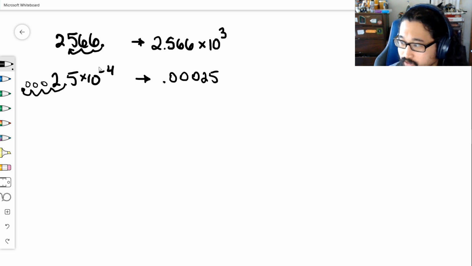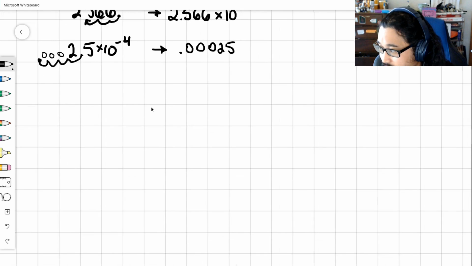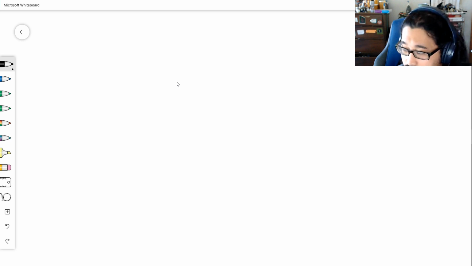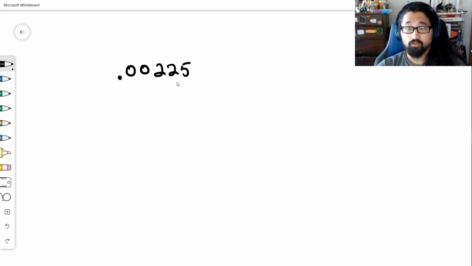Go over here, my whiteboard, and I am going to write down a number. The number that I'm going to write is 0.00225. Right? Now, superimpose onto this number a map of the United States. All right? The East Coast is over here. The West Coast would be over here.